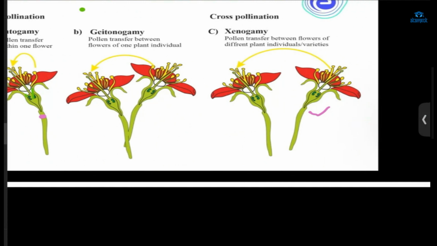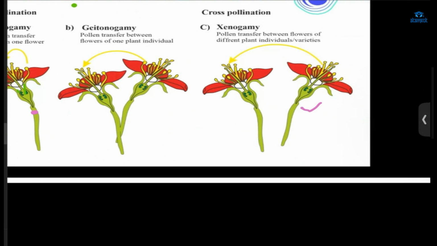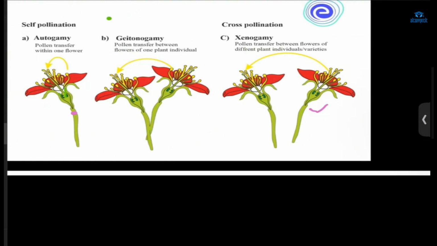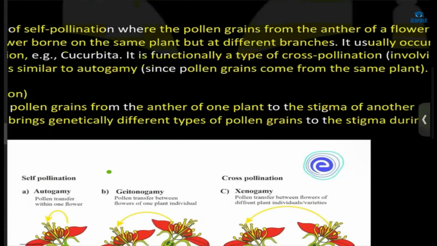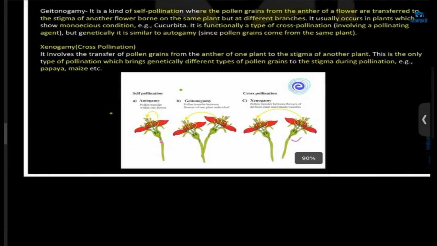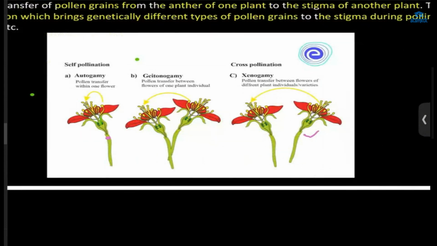Here, what is happening? Pollen grain from a flower of one plant will go to the stigma of the flower of the other plant, same species. That is called xenogamy. Got it? Yes, ma'am. And see, the autogamy advantages.